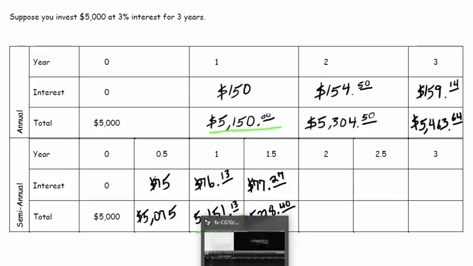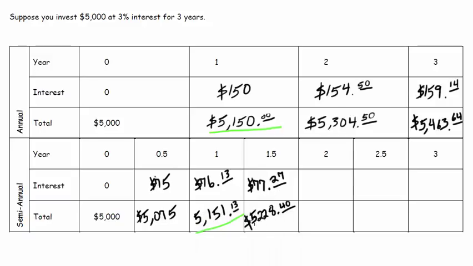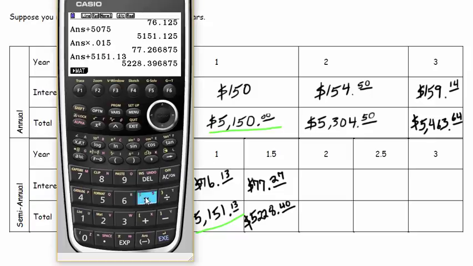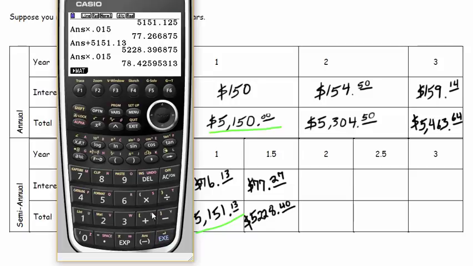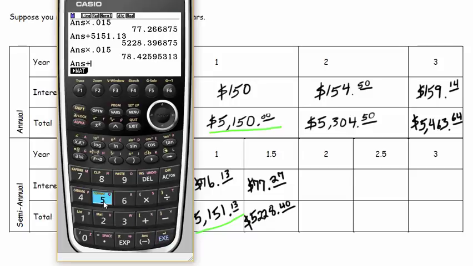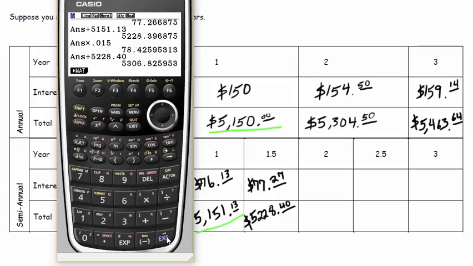Alright, so halfway through the first year, I now have $5,228.40, and then at the end of the second year, I end up with $5,306.83.